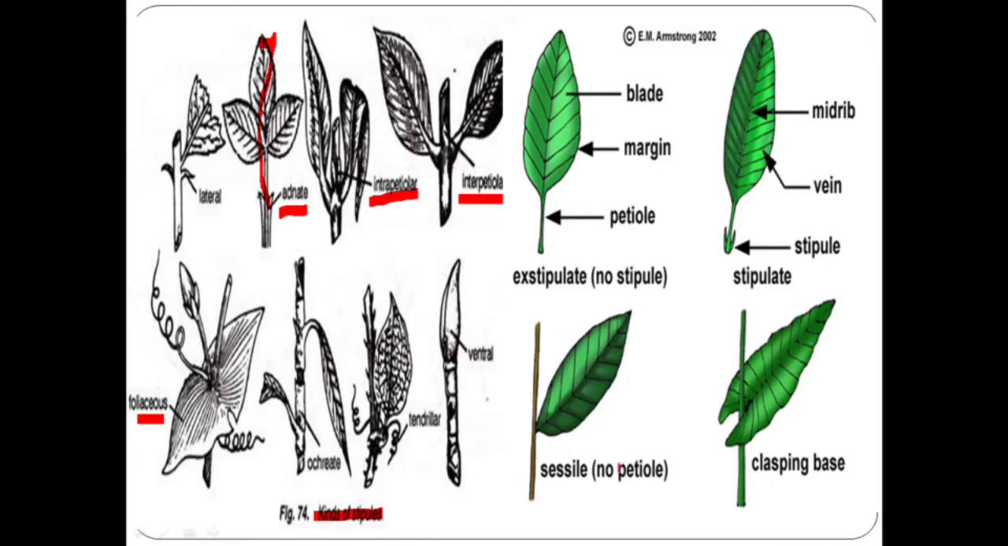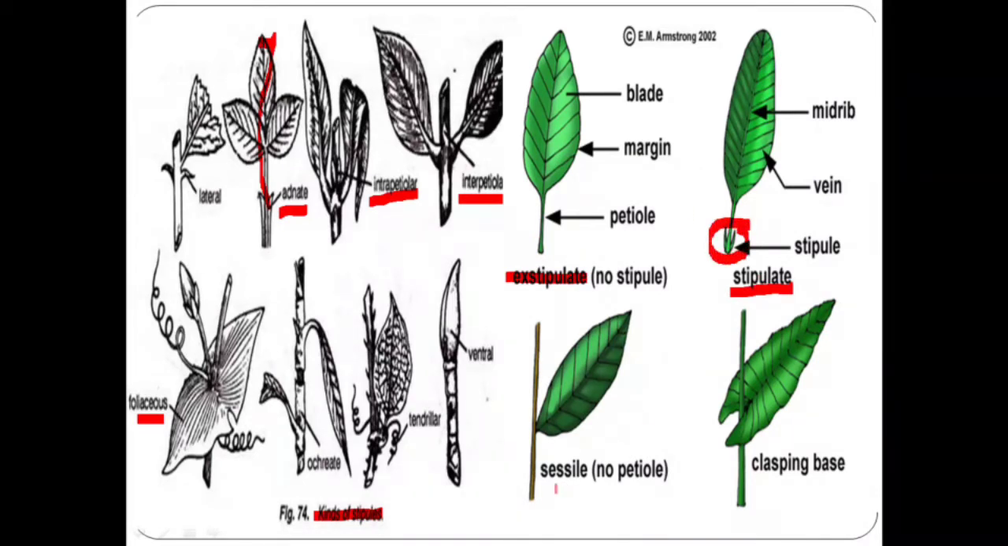Exstipulate means the stipules are absent. In some leaves the stipules are absent, and those types of leaf we call exstipulate leaf, or no stipule. And here it is simply divided into petiole, margin and blade. And then the stipules, as already discussed, are the small leaf-like appendages that develop at the base of the leaf.